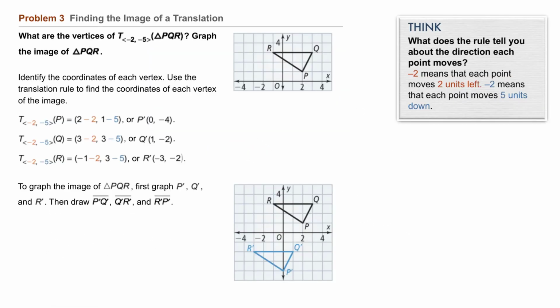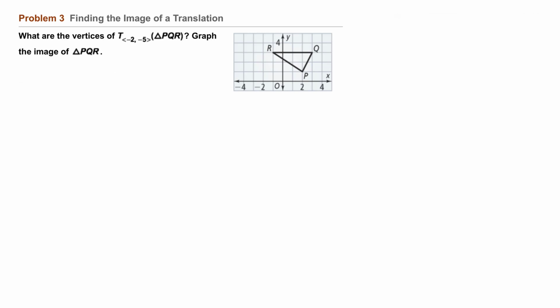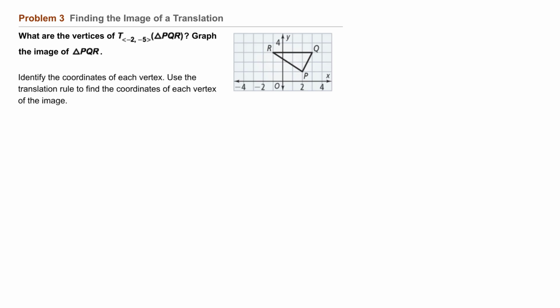Problem 3, finding the image of a translation. What are the vertices of the translation subscript <negative 2, negative 5> of triangle PQR? Graph the image of triangle PQR. So first consider the triangle. It's given to us here on a coordinate plane. And we'll identify the coordinates of each vertex. Then we're going to use the translation rule to find the coordinates of each vertex of the image.